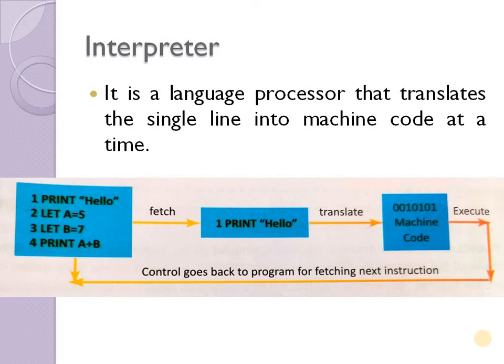Then again control goes to the programming lines, and then the second line will be fetched, and then that will be processed, converted into the machine code, and then executed. Then again it will go for the third line, that will be fetched, then translated into the machine code. Then after execution again it will go for the next line, that will be fetched and translated into the machine code, and after the execution the program finished.